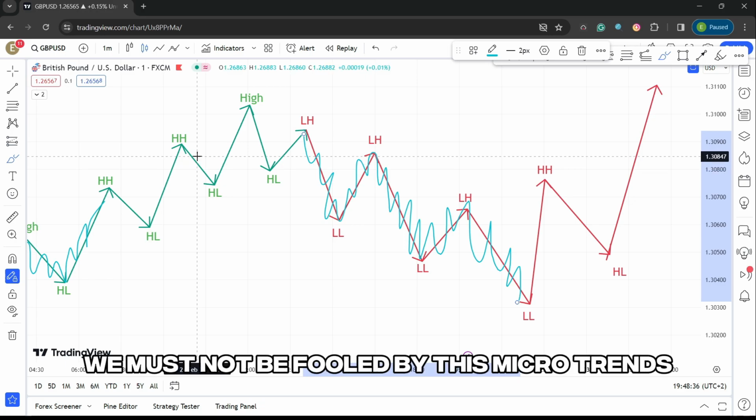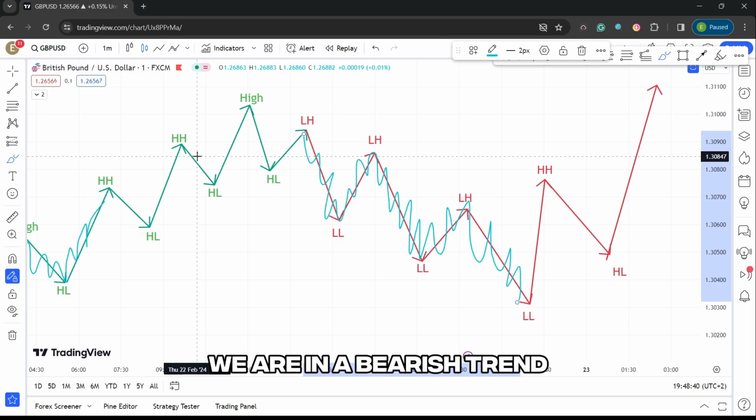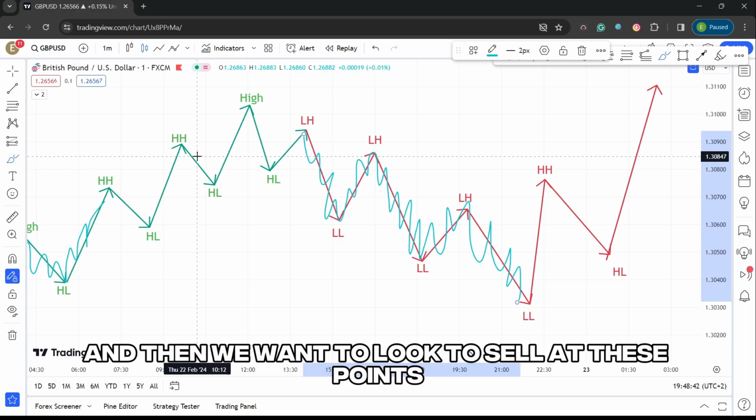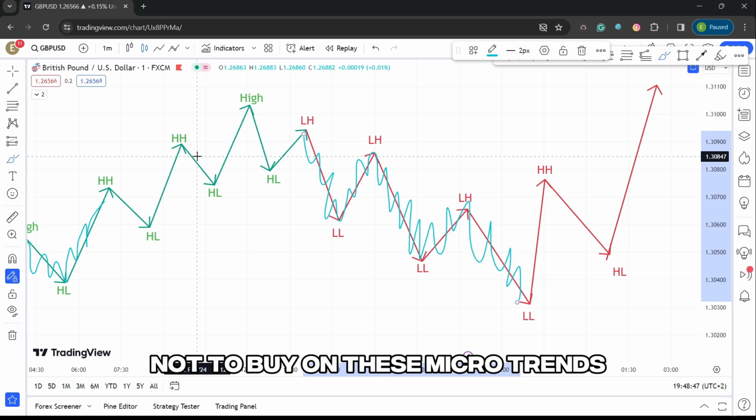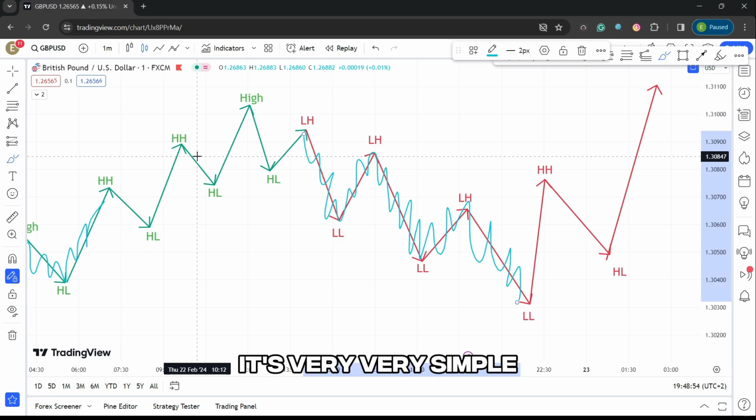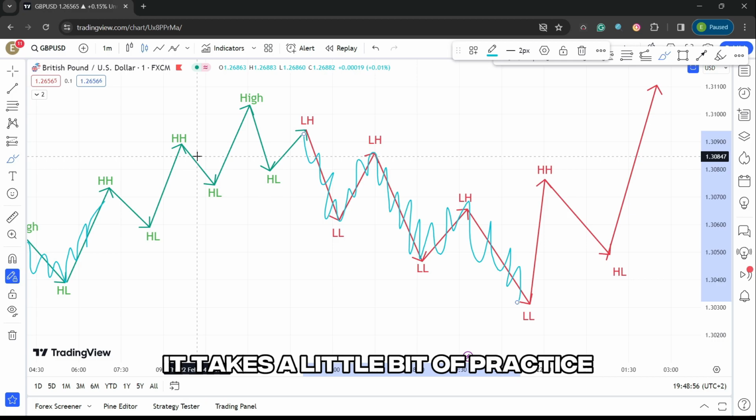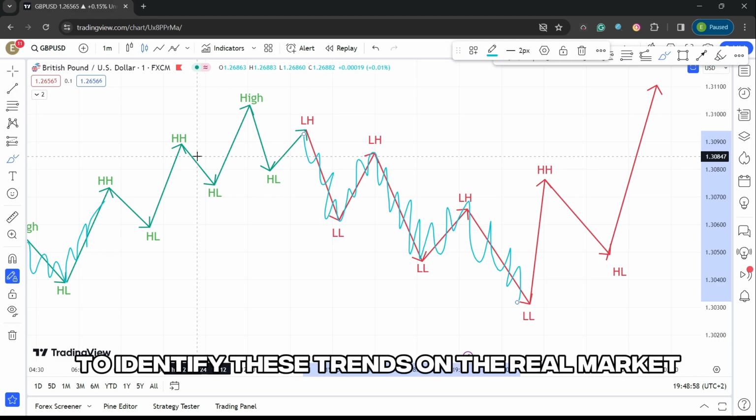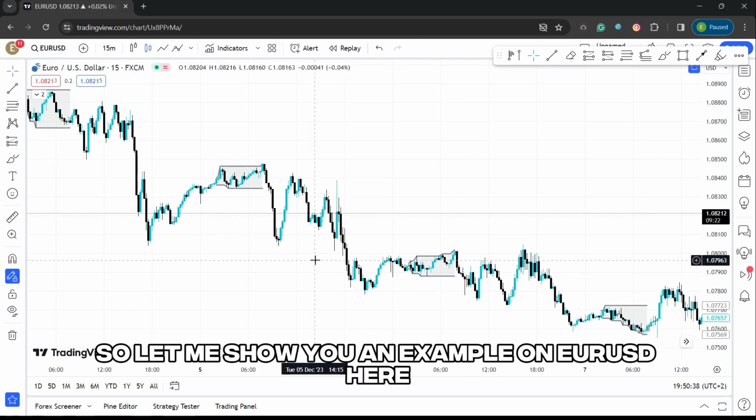Again, we must not be fooled by these micro trends, because on larger time frames we are in a bearish trend, and then we want to look to sell at these points, not to buy on these micro trends, because we will lose. I hope you understand quite well what I'm explaining. It's very simple. Of course, it takes a little bit of practice to identify these trends on the real market. So let me show you an example on EUR/USD here.